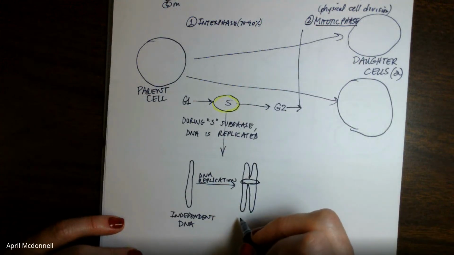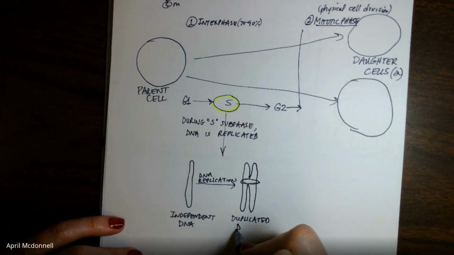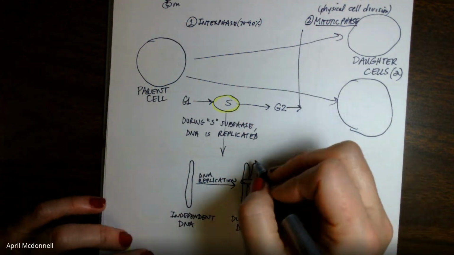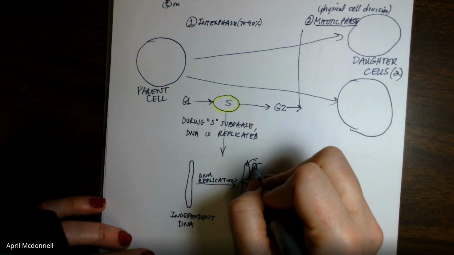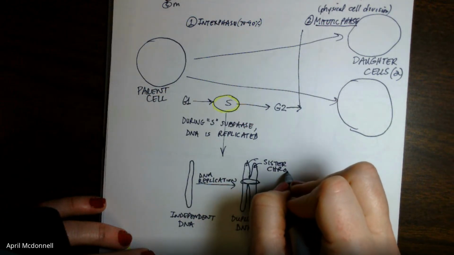This DNA is now called a duplicated DNA molecule because DNA replication occurs and you have 2 identical DNA molecules that are ultimately held together at this point. These 2 identical DNA molecules are called sister chromatids.